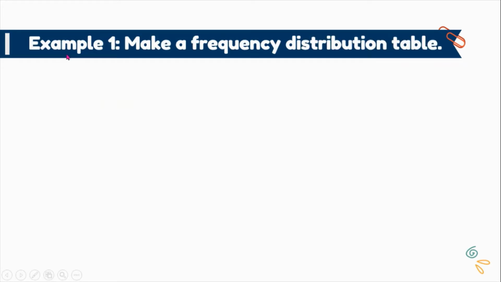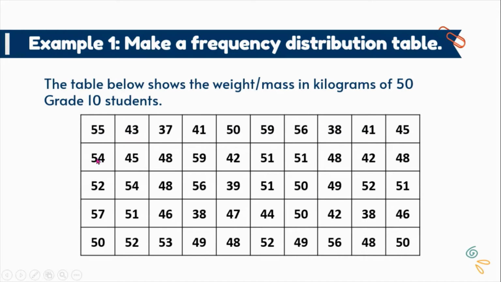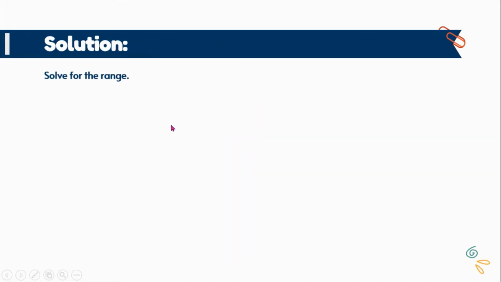Let us have the first example. Our task here is to make a frequency distribution table. This table below shows the weight or mass in kilograms of 50 grade 10 students. So how do we make a frequency distribution table out of this data?